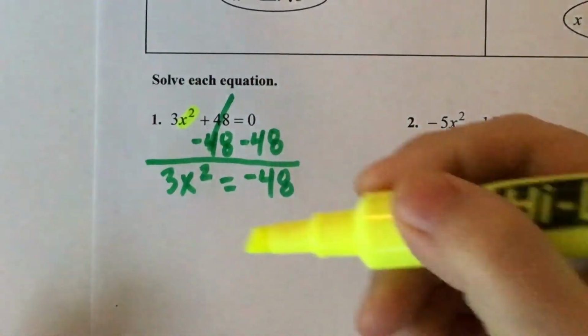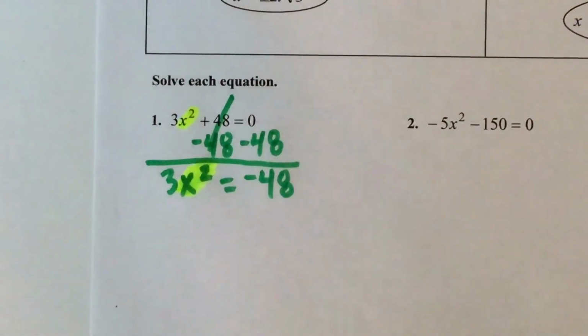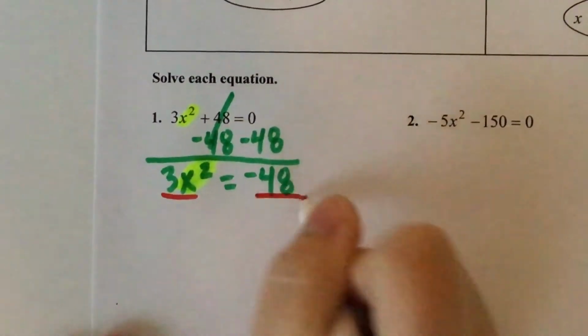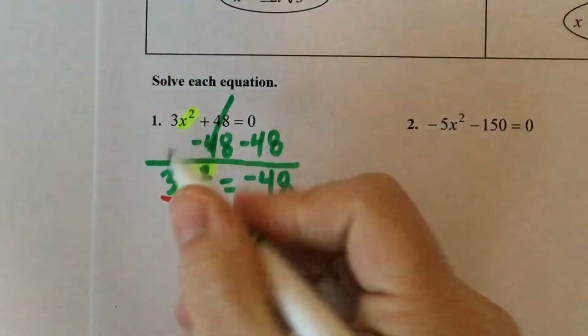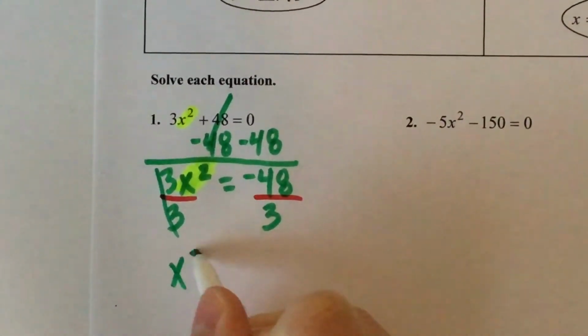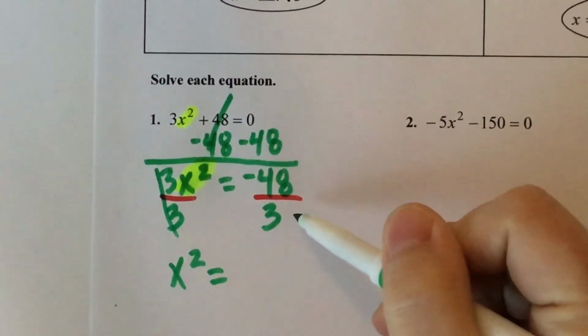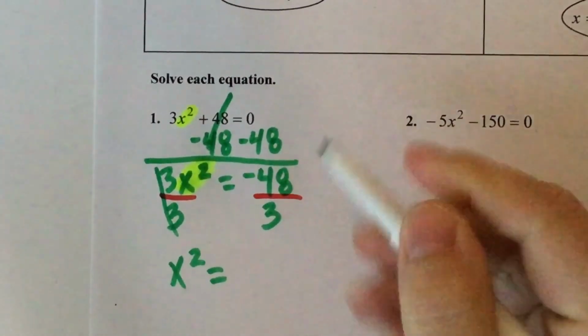My goal is still to get x squared by itself. So how do you think we'll get rid of that 3? We're going to divide by 3. You undo multiplication with division. So we're going to divide both sides by 3. The x squared comes down. If you can divide it, divide it. If you can reduce it, reduce it. And this divides and makes a negative 16.